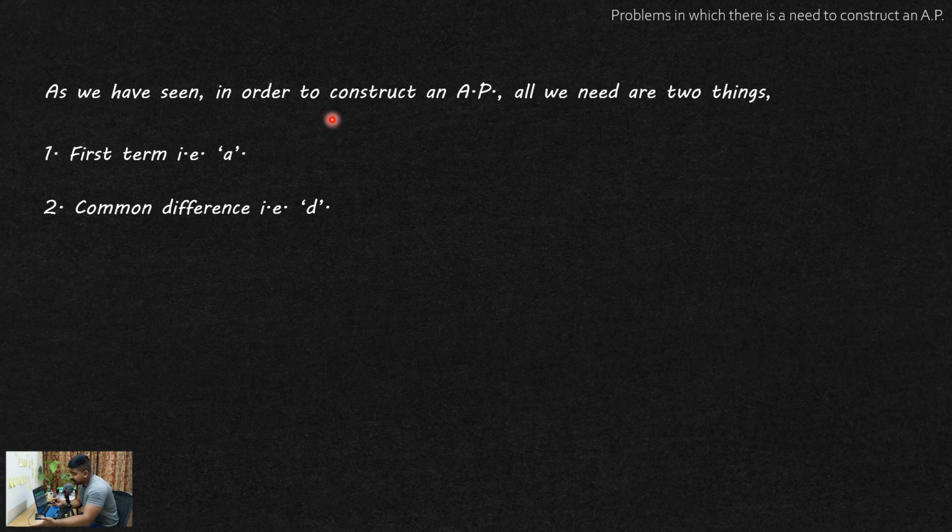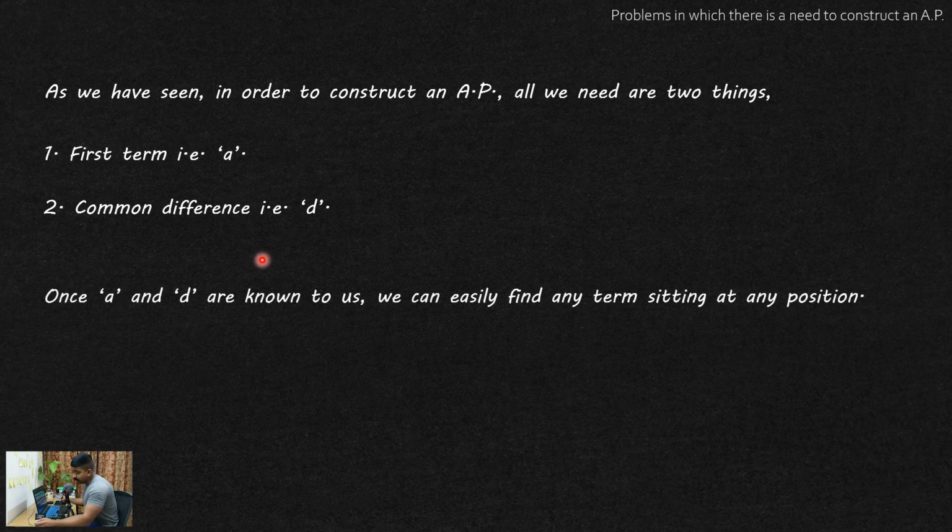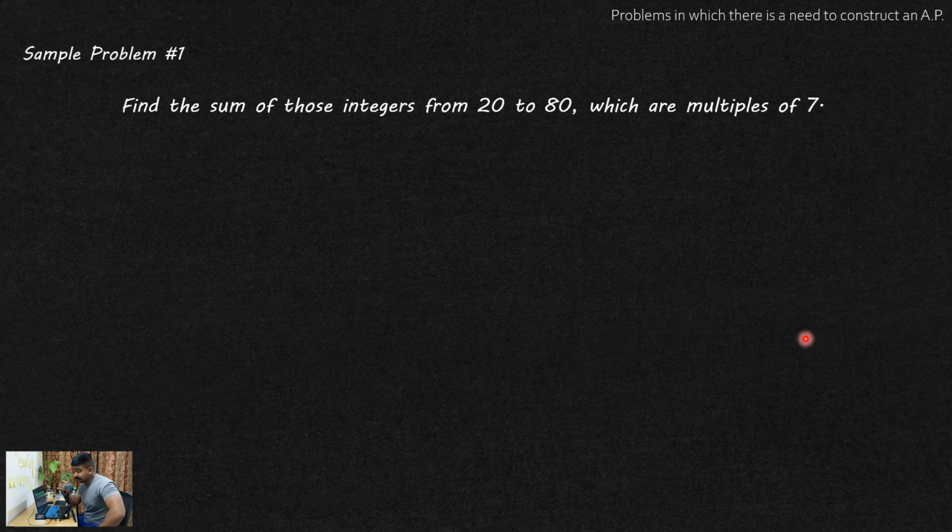As we have seen, in order to construct an AP, all we need are 2 things: the first term, that is a, and then the common difference denoted by d. Once a and d are known to us, we can easily find any term sitting at any position. When we are talking about any position, we are talking about n, and when we are talking about the term sitting at any position, we are talking about the nth term, that is an, sitting on the nth position.